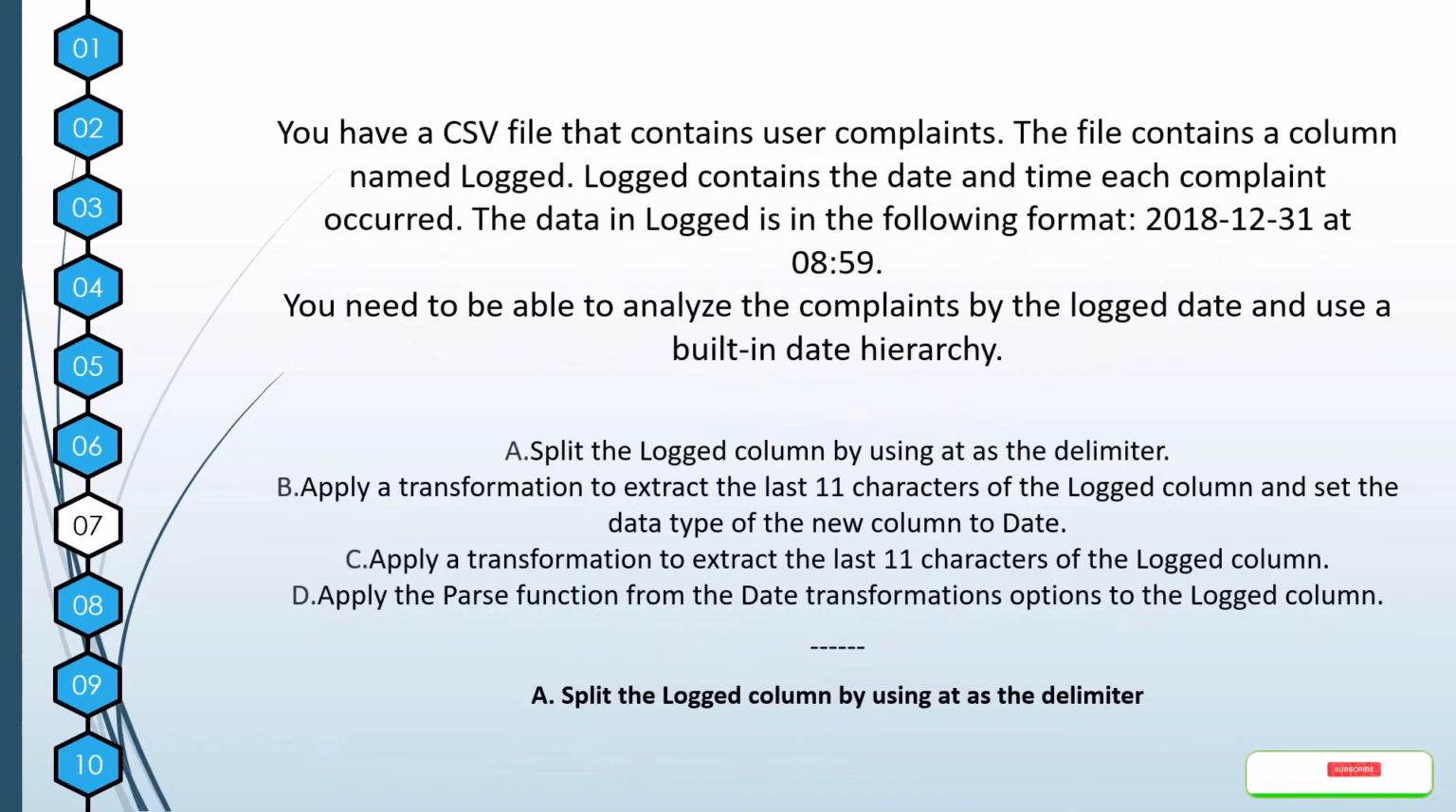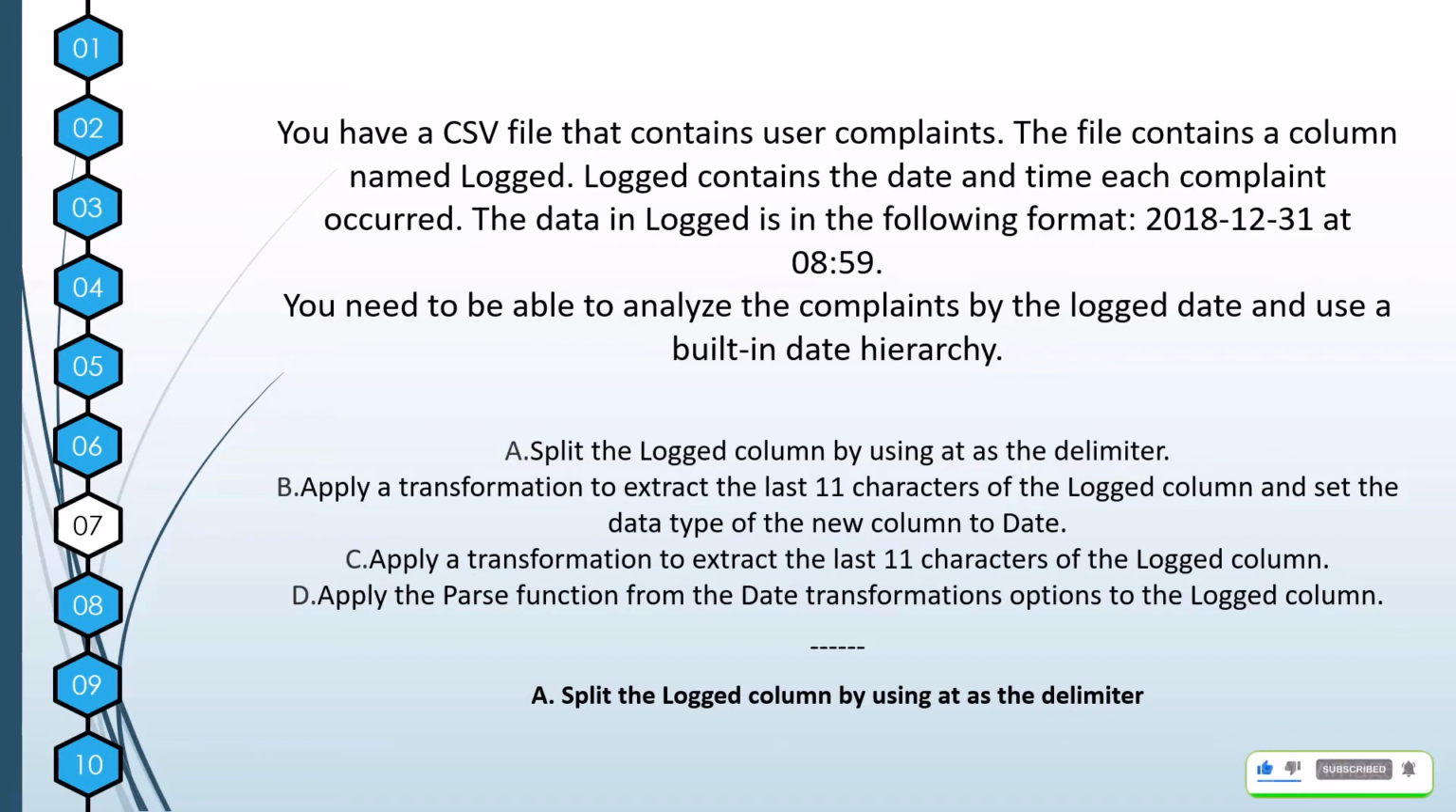You have a CSV file that contains user complaints. The file contains a column named logged. Logged contains the date and time each complaint occurred. The data in logged is in the following format: the 31st of December 2018 at 8:59. You need to be able to analyze the complaints by the logged date and use a built-in date hierarchy.